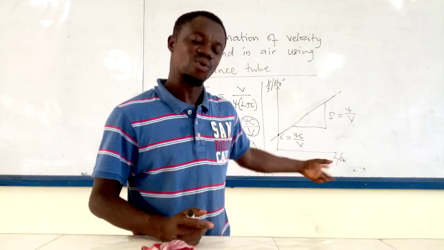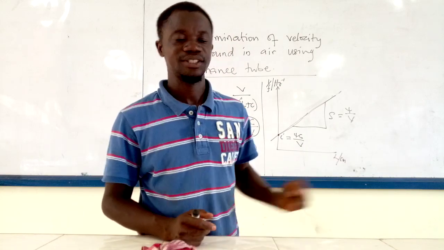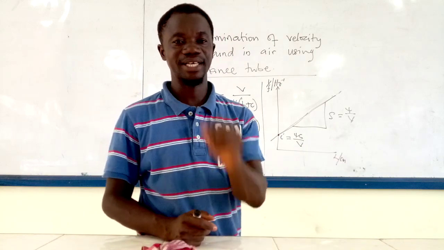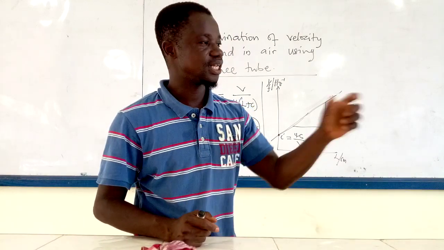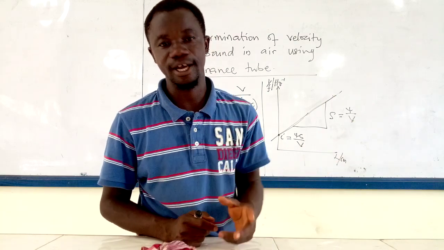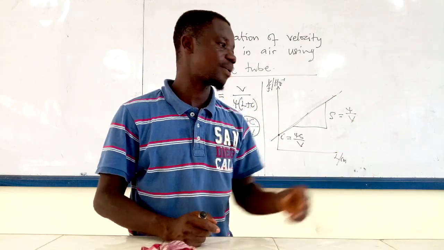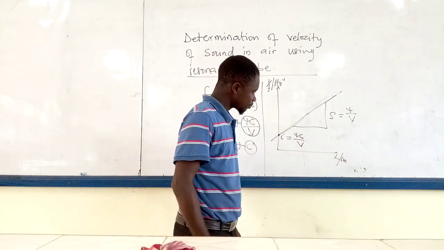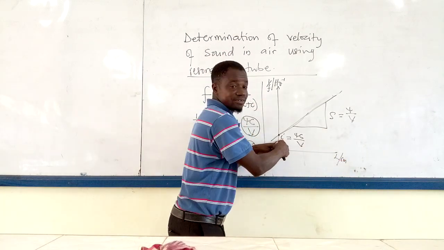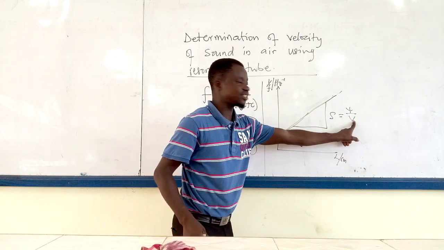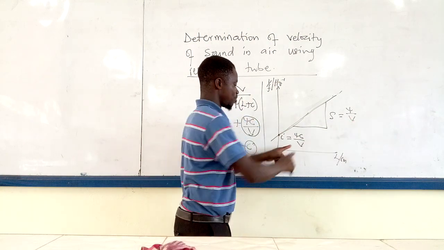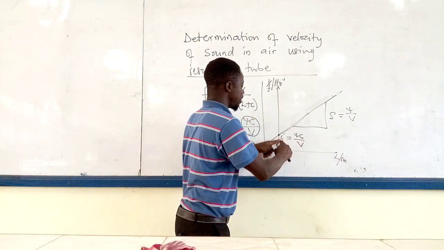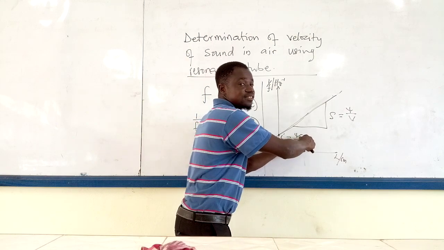Why? We are also going to determine the end correction of the pipe. Remember, there are 2 factors that affect the end correction: the radius of the pipe and temperature. Good. Later, I'm going to talk about that under the precautions. So, we find the intercept of the graph. Having found the velocity of sound in air, we put the velocity of sound here, we put the intercept, and then we find the end correction c.